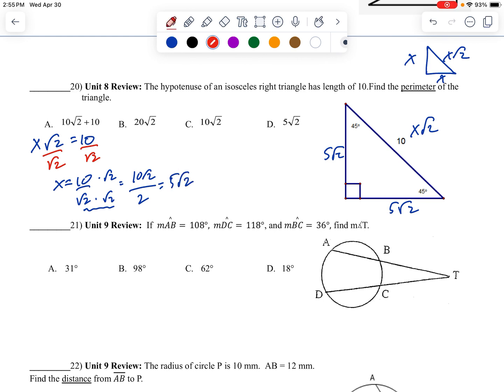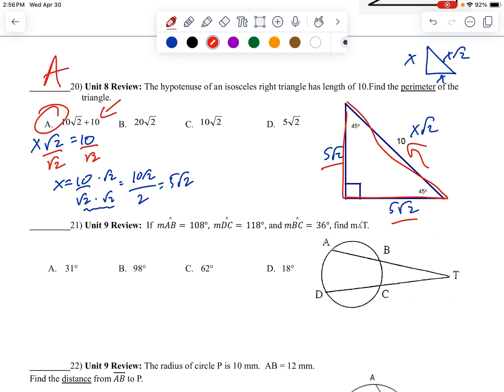To find the perimeter of the triangle, remember, you find the perimeter by adding up all your sides. To add up all my sides, I do 5 root 2 plus 5 root 2 plus 10. But remember, these are not like terms. 5 root 2 and 5 root 2 are like terms, but 10 is not the same. So the answer is 10 root 2 plus 10.